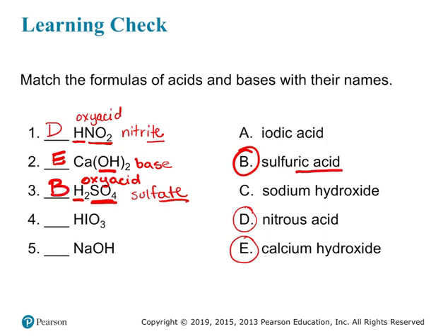Okay, next we have HIO3. Is that an acid or a base? It's an acid. We don't have OH in it, but we do have a hydrogen there. So this polyatomic ion here is iodate. So it ends in ATE. So how would we name that acid? Well, we only have two options left, right? So it would be iodic acid.